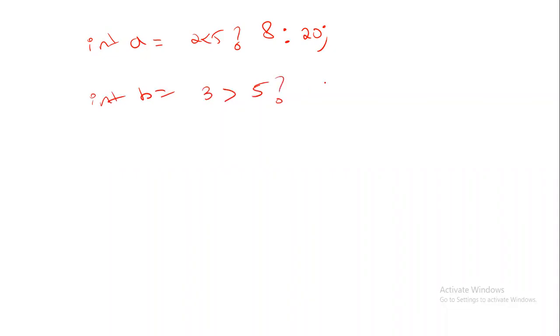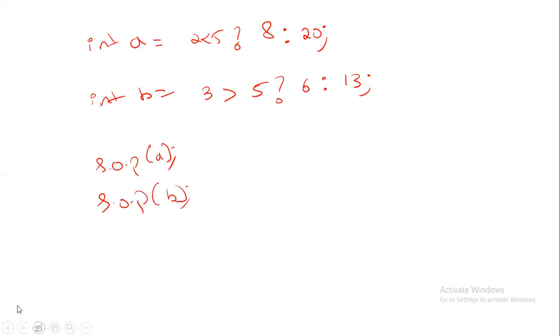I'll write here int A is equals to 2 less than 5 question mark 8 colon 20. Then I'll write int B is equals to 3 greater than 5 question mark 6 colon 13 and semicolon. Yes, this is how you have to write a ternary operator. Then I'll write System.out.print to print the A value, then System.out.print to print the B value.